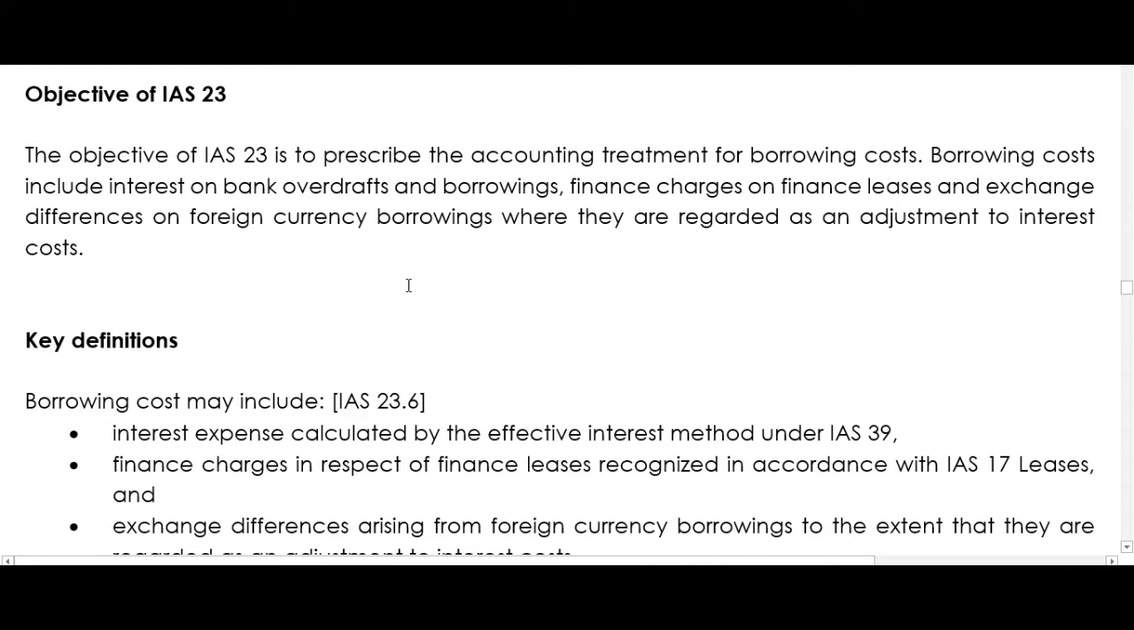The objective of IAS 23 is to prescribe the accounting treatment for borrowing cost, or basically the interest. Borrowing cost will include interest on bank overdrafts and other borrowings, other finance charges relating to finance leases, and exchange differences on foreign currency borrowings where they are regarded as an adjustment to our interest. Generally, it pertains to all types of interest relating to borrowings that are incurred by the company.